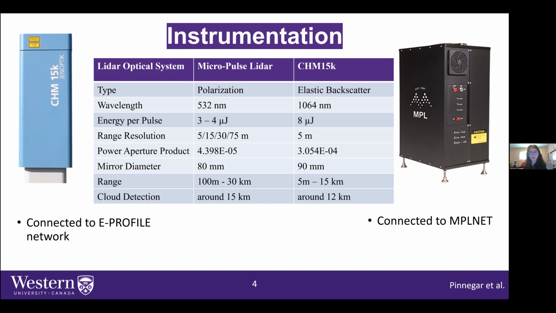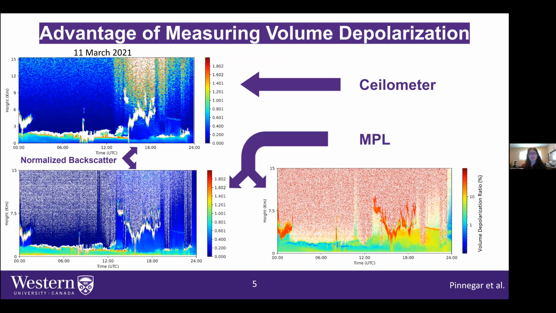One of the biggest differences between the MPL and the ceilometer is that the MPL is a depolarization or polarization LiDAR. So it produces a volume depolarization ratio, due to the LiDAR having dual channels of polarization at about 45 degrees, which allows us to accurately view structures of the atmosphere, for the differentiation between maybe high scattering aerosols and clouds, such as ice clouds.